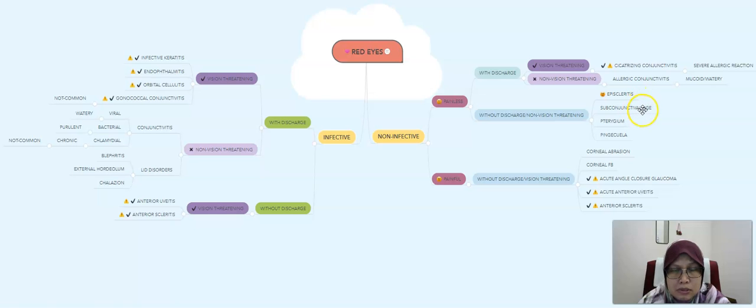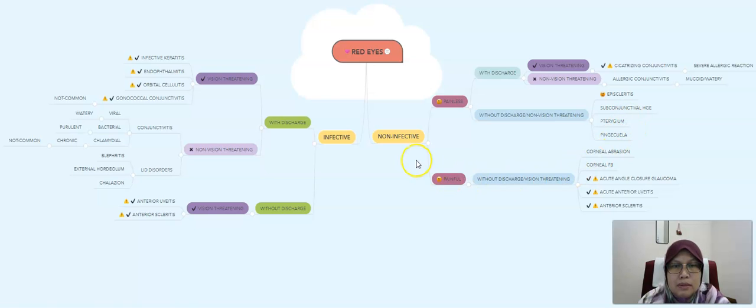Next is subconjunctival hemorrhage. It is also very common. It can be spontaneous, it can be due to trauma, it can be due to excessive blood thinning drugs. Then next is pterygium, which is at the conjunctival level, and also pinguecula. Pterygium is more common, whereby there's a triangular red patch in the eye near the outside of the cornea. However, it can threaten the vision if the pterygium is very advanced. It can cover the cornea if it is bilateral pterygium, nasal and lateral. But it is not very common.